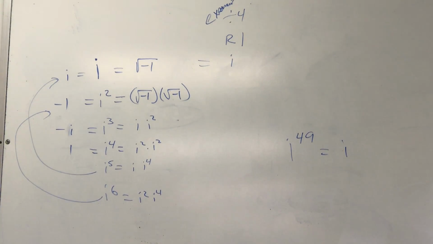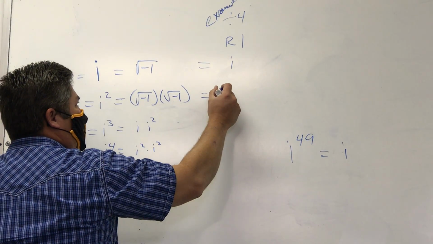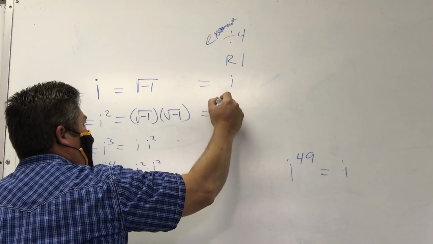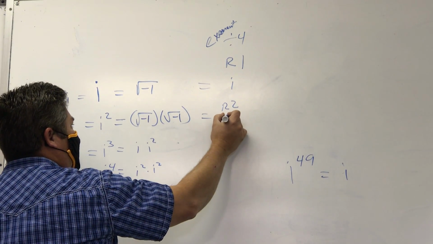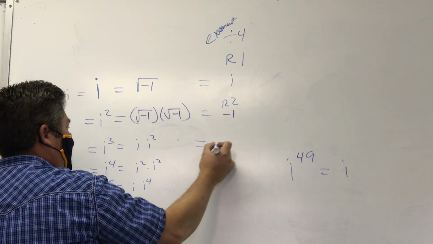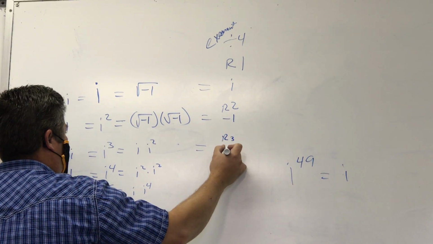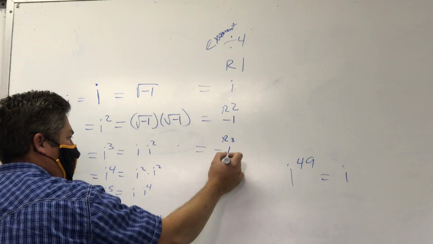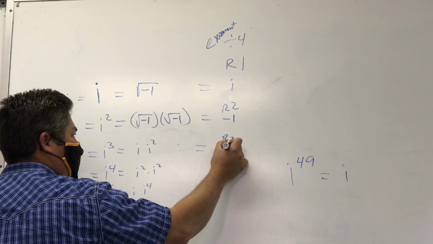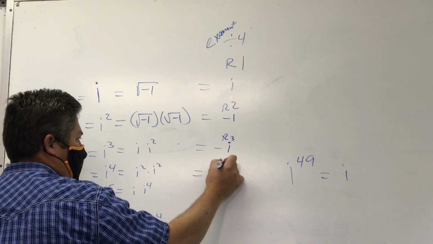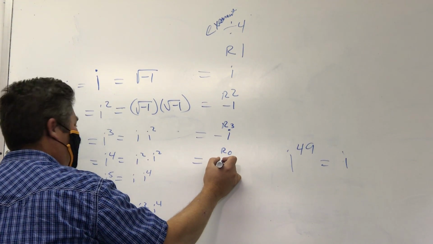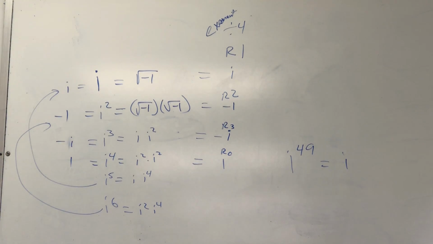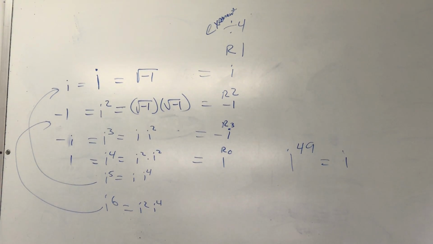It'll always be i. If the remainder is 2, it will be what? -1. If the remainder is 3, it will be what? -i. And if the remainder is 4, you've done something wrong, because if you're dividing by 4, a remainder of 4 means you've done something wrong. But if the remainder is 0, then it's just 1.